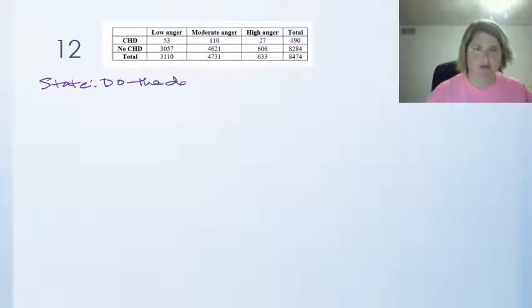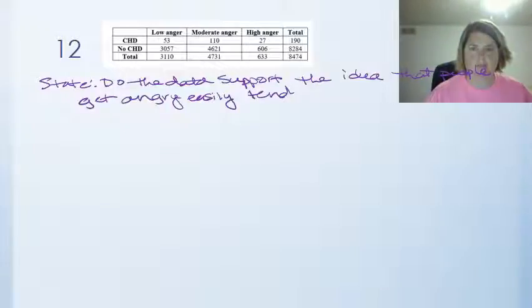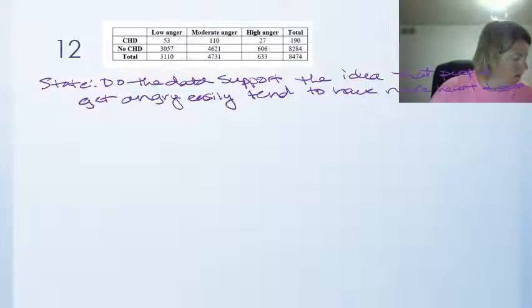So, do the data support the idea that people who get angry easily tend to have more heart disease? Perhaps are more likely to have heart disease. So that's state, and then the next is plan.